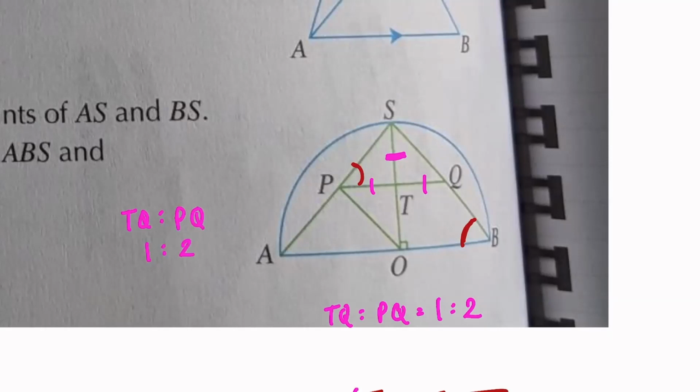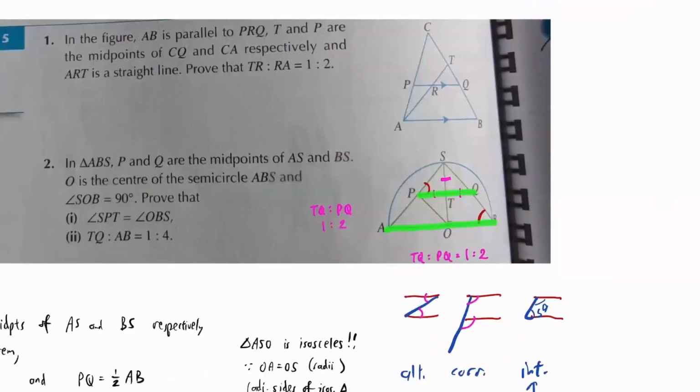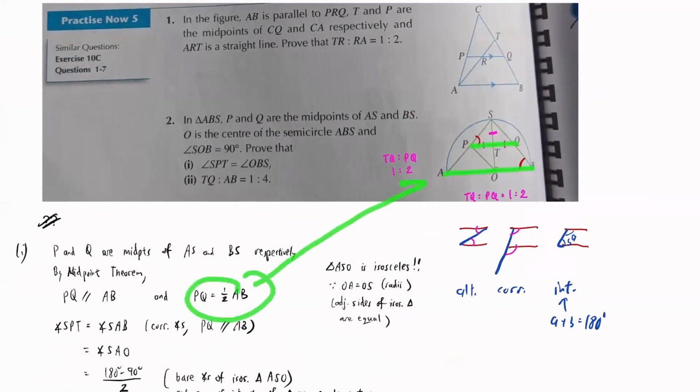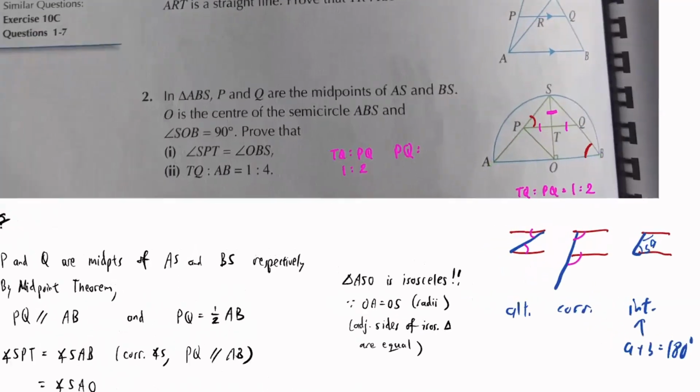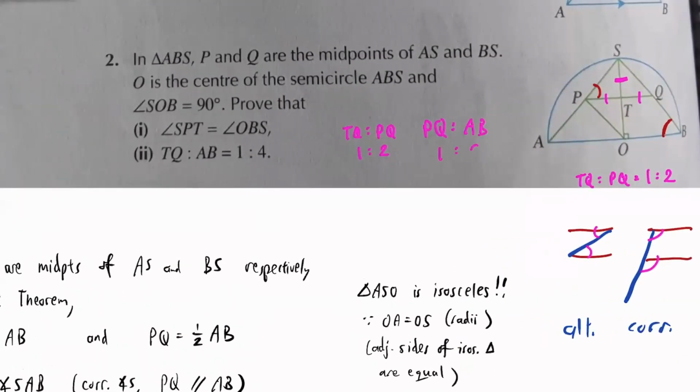So what else? We also know that PQ is half of AB, right? By midpoint theorem. Remember this one? So we can also write down another ratio. Instead of writing it as a fraction, I just use ratio. PQ is to AB is 1:2, like this. Can you see it?